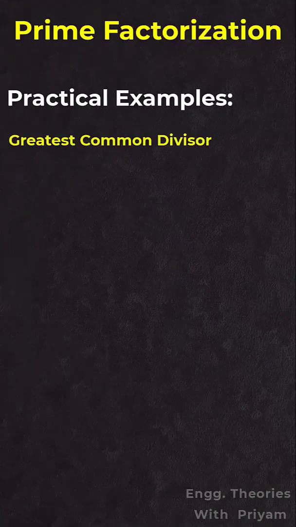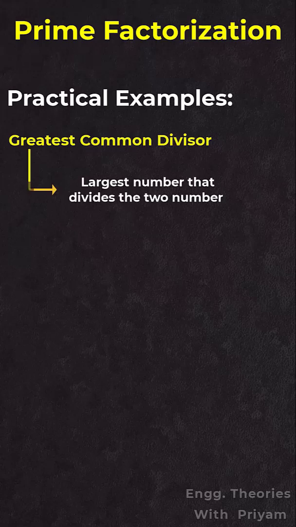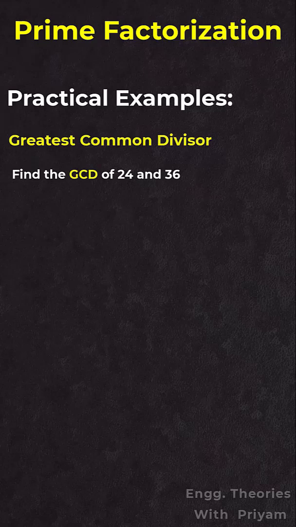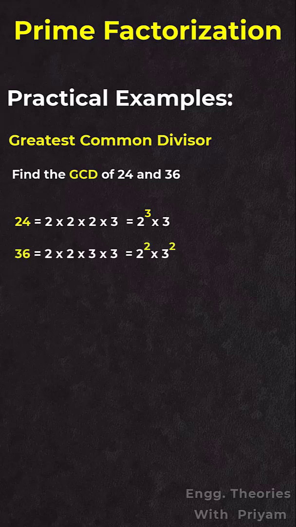Let's see some practical examples with the prime factorization. Prime factorization is key in mathematics and real life. Greatest common divisor, or GCD. To find the largest number that divides the two numbers, find the GCD of 24 and 36. Prime factorization of 24 is 2 raised to the power 3 multiplied by 3, and prime factorization of 36 is 2 raised to the power 2 multiplied by 3 raised to the power 2. So common prime factors are 2 raised to the power 2 multiplied by 3, which is 12. So GCD of 24 and 36 is 12.